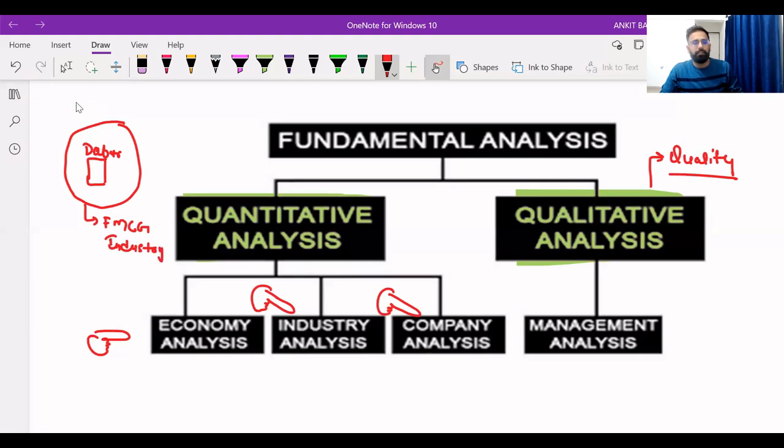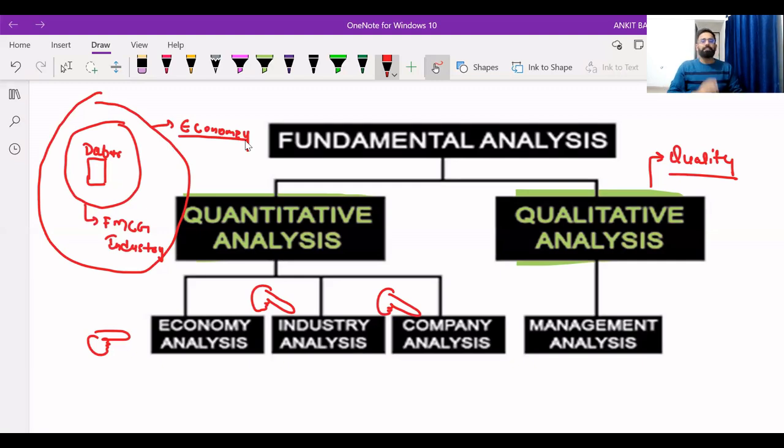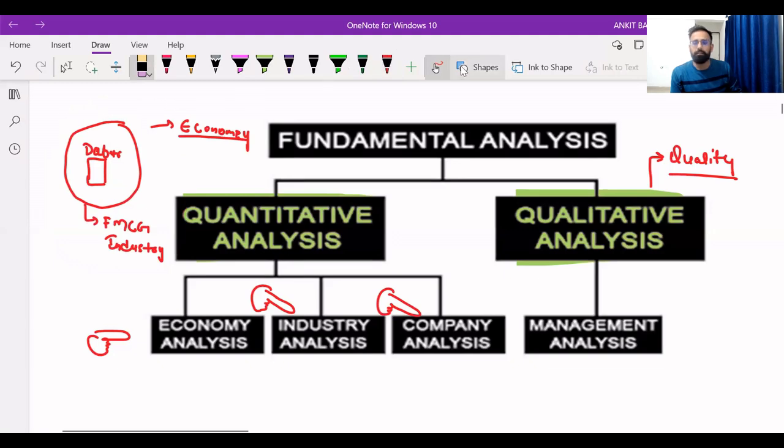And this industry comes under economy. I should draw a better diagram, but anyways, this industry comes under economy. Now, COVID-19 is the best example for such cases, right? If you see, just because of COVID, the impact of COVID has affected the whole economy.